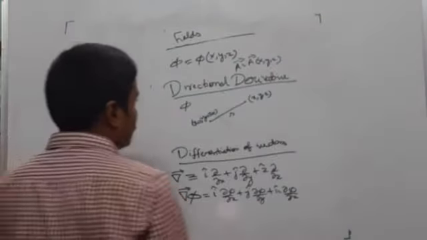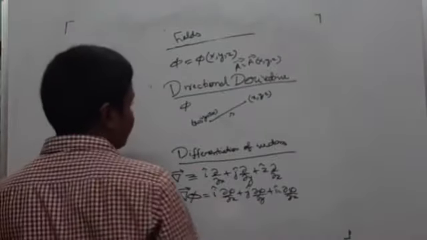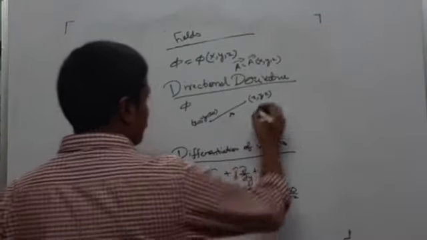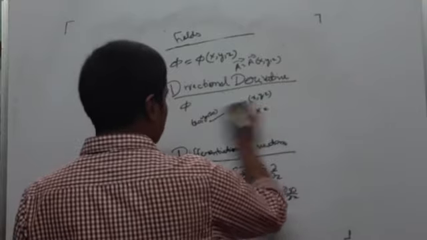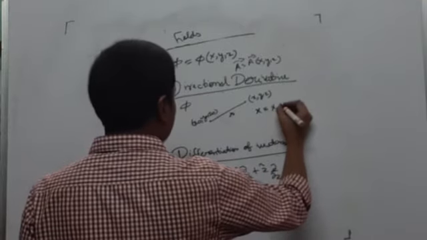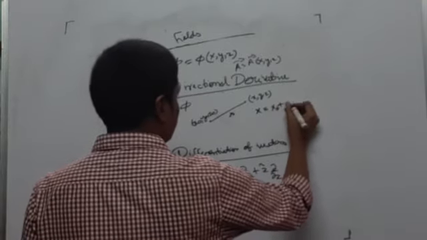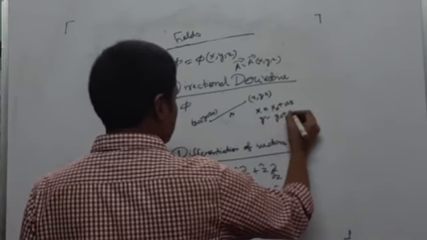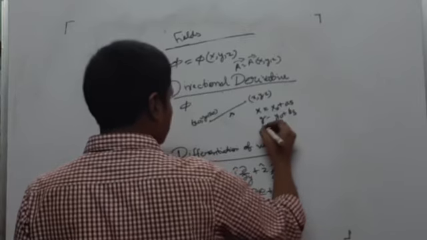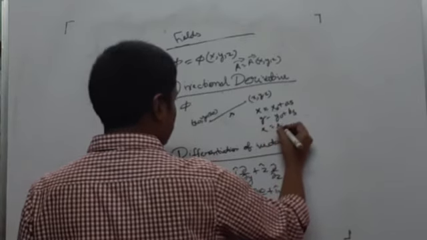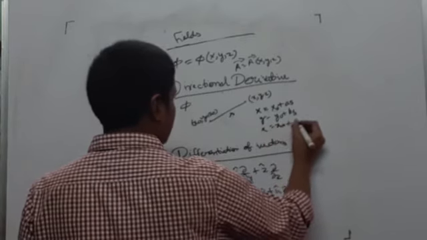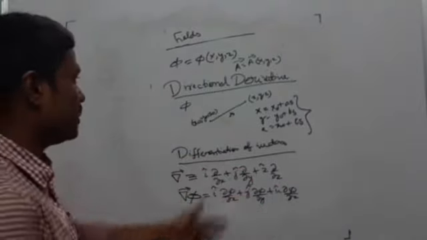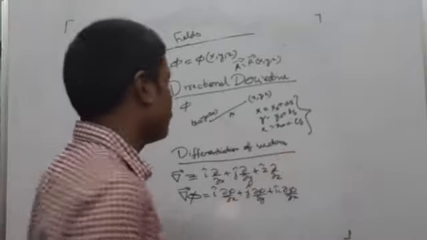We want to move, and let's say that the distance is s. You know that this equation of line can be written in the parametric form: x equals x0 plus as, y equals y0 plus bs, and z equals z0 plus cs. This is the parametric equation of the line, with s as the parameter.